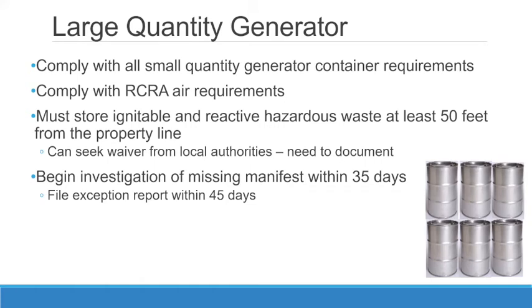With the passage of the rules on September 1st, another nice thing that came out was that you can now petition the local fire control authority for a variance from the 50 feet requirement that isn't within the administrative rule in NR 600. And then for manifests, if you do not receive a copy of the manifest back within 35 days from the TSD facility, you need to contact them.